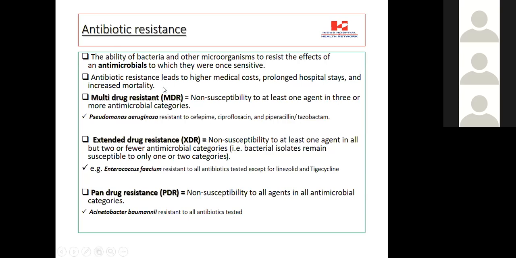Then we have another definition, the XDR. It's non-susceptible to at least one agent in all but 2 or fewer antimicrobial categories. That is, the bacterial isolates remain susceptible to only 1 or 2 categories. An example is Enterococcus resistant to all antibiotics tested except linezolid and tigecycline. Then we have the third term, pan-drug resistance, PDR.